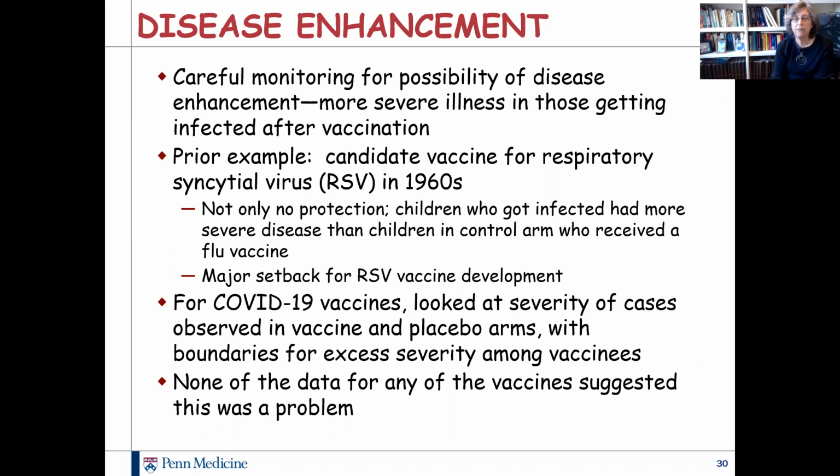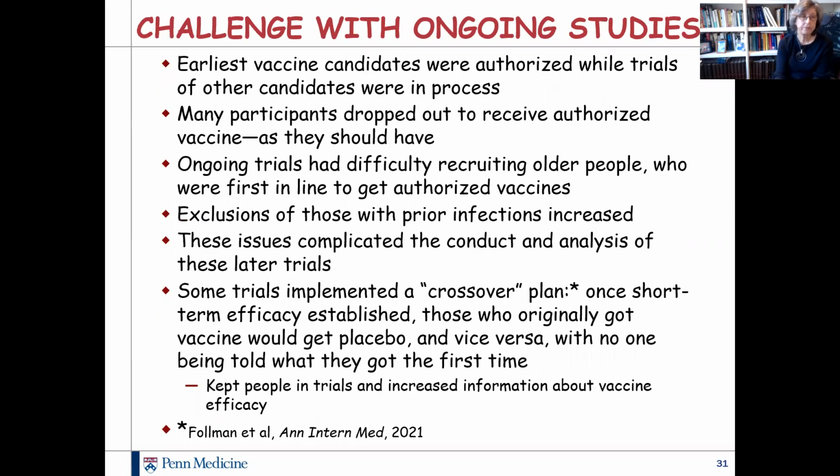And as many of you know, we're having a huge outbreak now of RSV. The children's hospitals are flooded with cases. A new study of RSV vaccine in older adults has just been reported. I don't think it's out in a paper yet, but it looks positive. So there's some hope there. For COVID vaccines, we looked at the severity of cases observed in those who got the vaccine versus those who got the placebo, and formal boundaries were set up for excess severity among vaccinees. But fortunately, this did not turn out to be a problem for any of the vaccines that we studied.